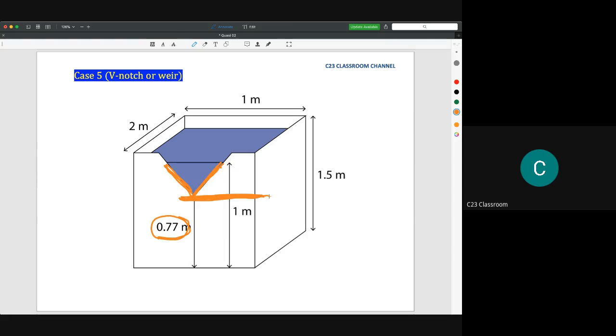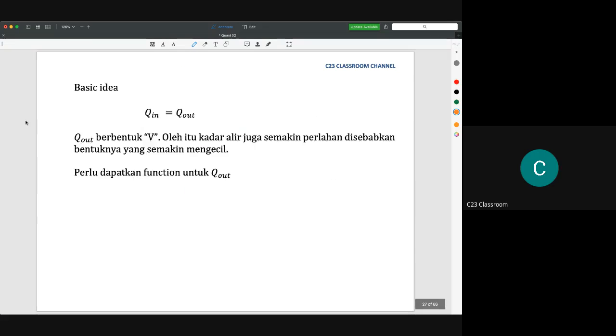That's why in your calculation, you must know how to take the limits, whether you want to take from 1 to 0.55 or you need to put other numbers. Okay, that's our discussion here. I hope you could see the trick for this question. So I will show you how to solve this. The basic idea is Q in is equal to Q out.